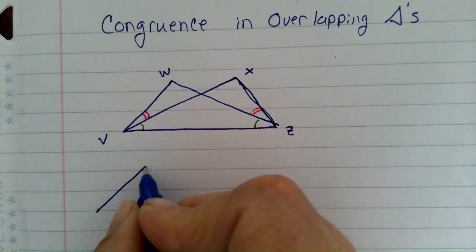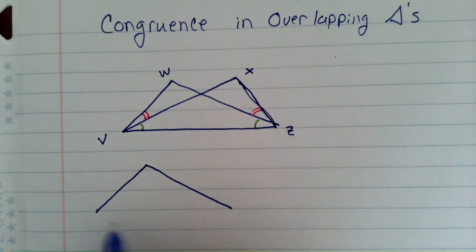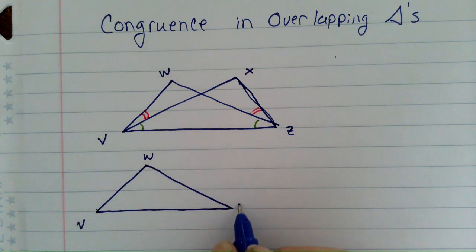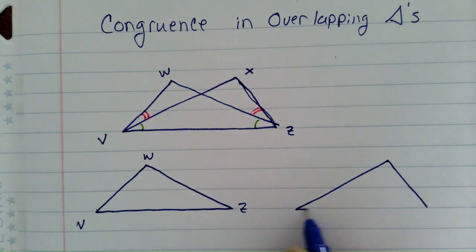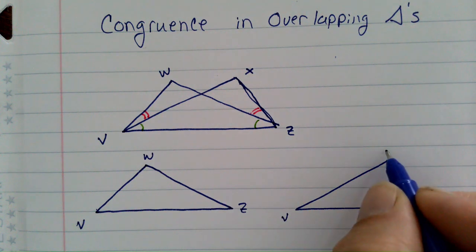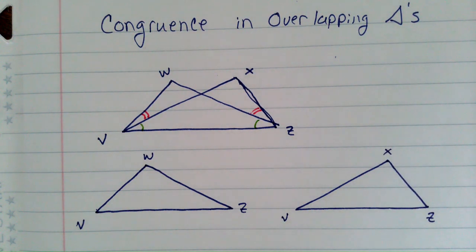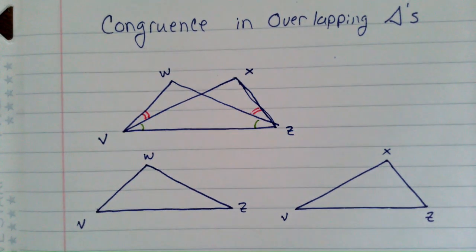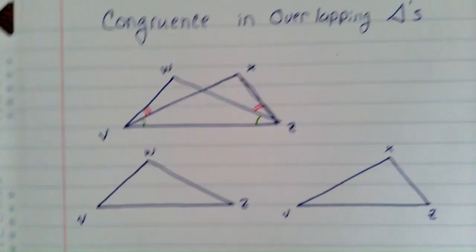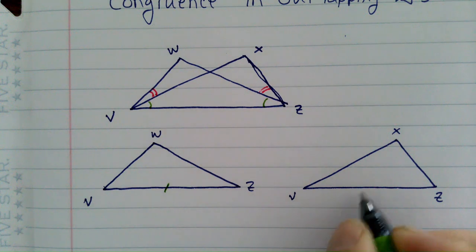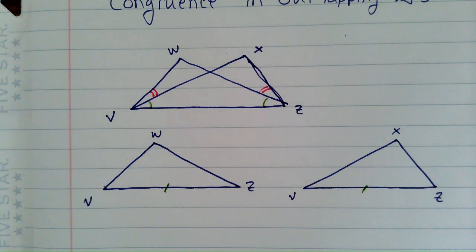Okay, VWZ. And VZX. Okay, so let's mark what they have in common. They both have the same bottom, right? We know that the bottom is congruent to the bottom one because it's the same two letters.